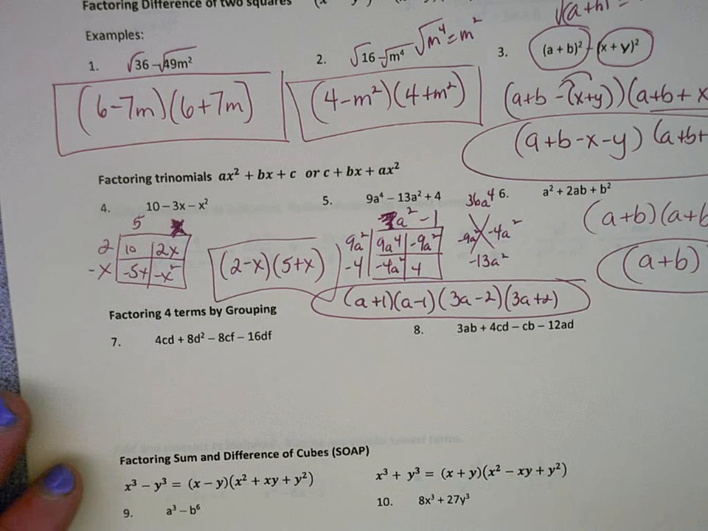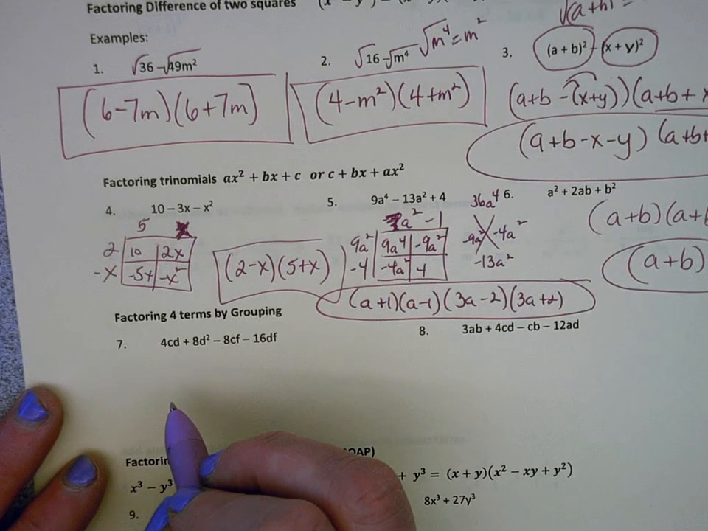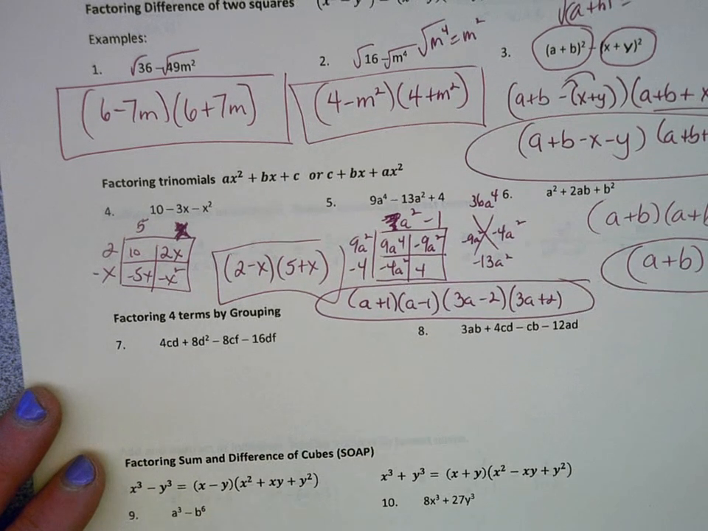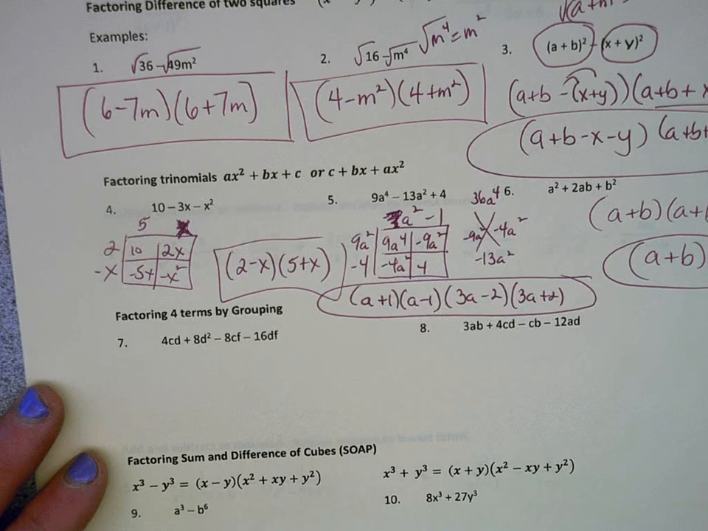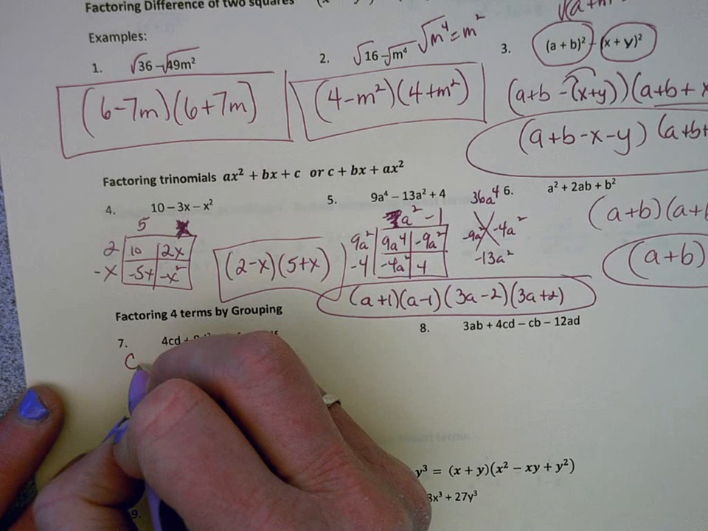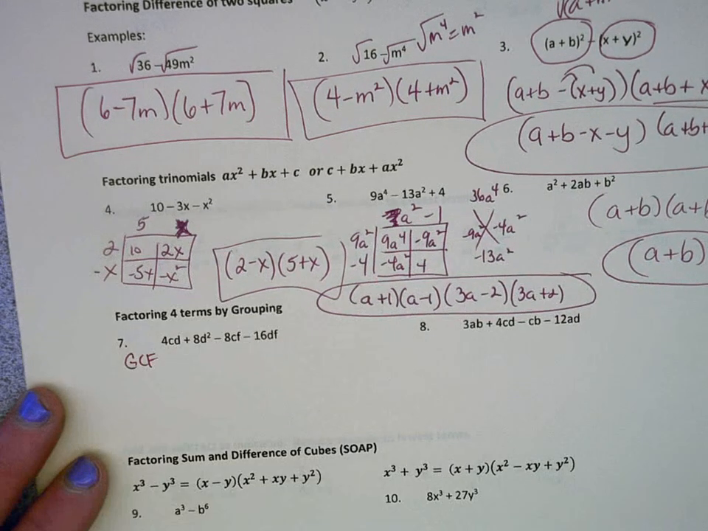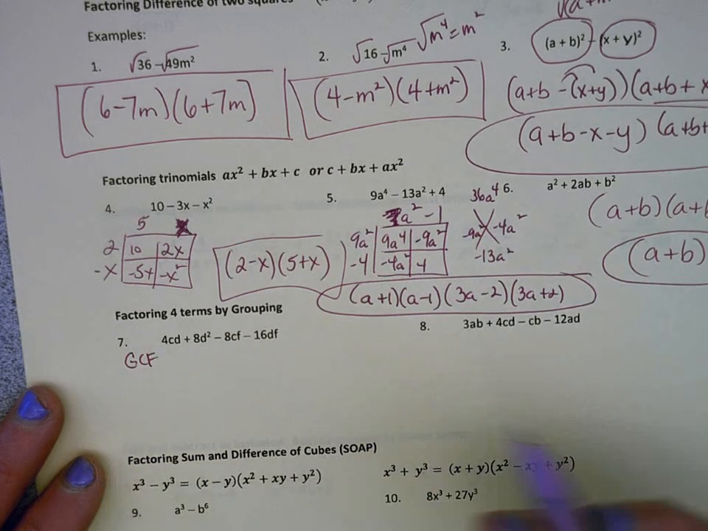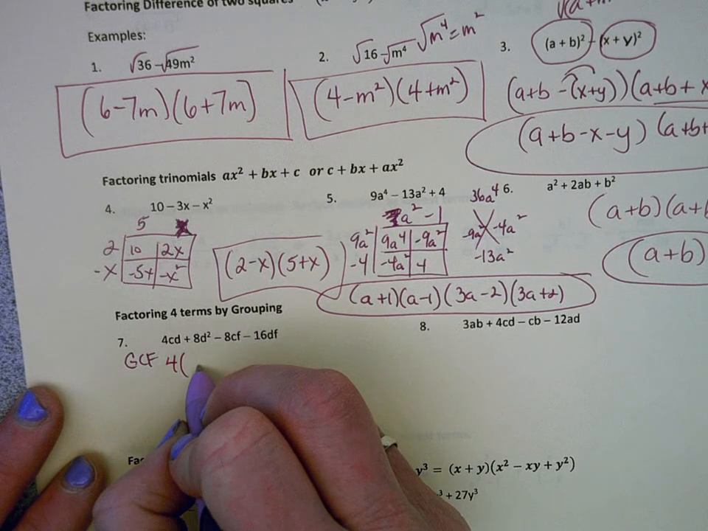Okay, 4 terms. We've done it, but I just want to make sure you guys are good with it. But before we do the 4 terms and do it in all boxes, I want you to see there's a GCF here, and it makes it so much easier if you take out the GCF now. I look at all these, they are all divisible by 4. So I'm going to take a 4 out of all of them.